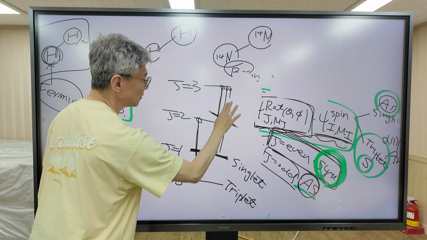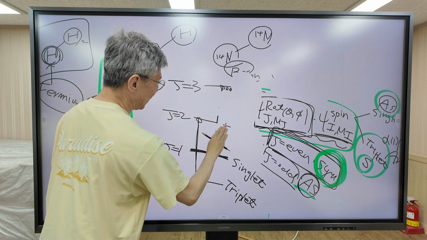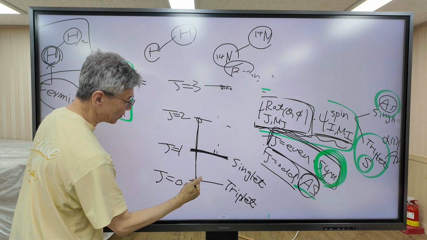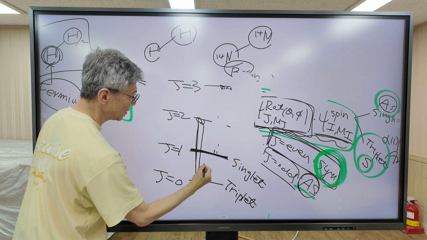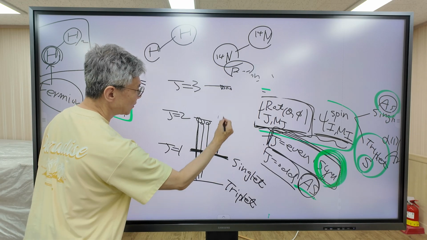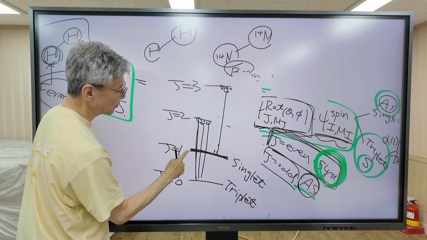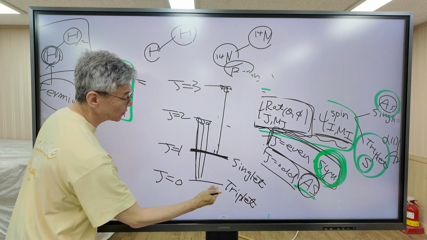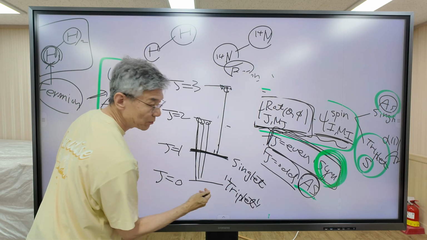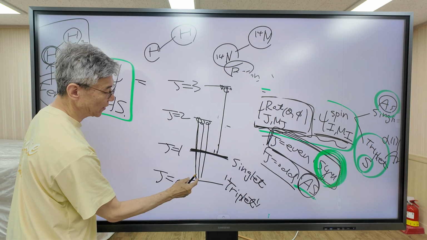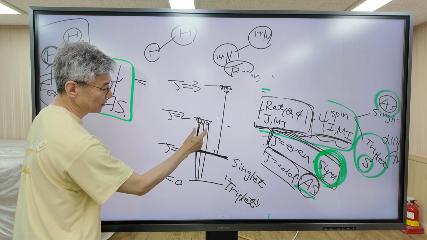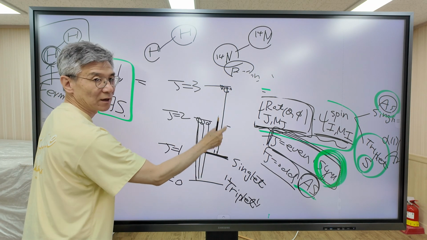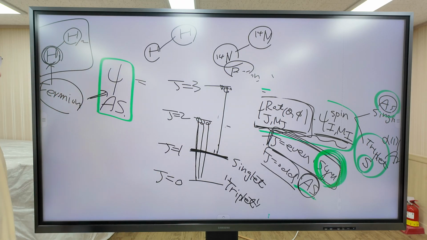So now the transition changes. In this molecule, J equal 0 state is more intense compared to the transition from J equal 1, because J equal 1 state now pairs with singlet state. So the transition with even number J is more intense than the odd number J. So this is our result.